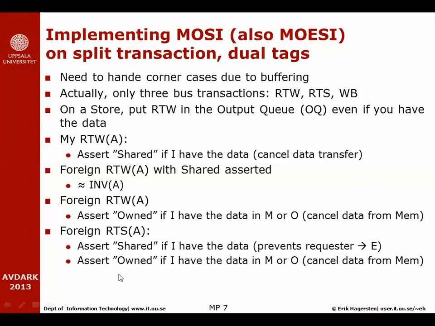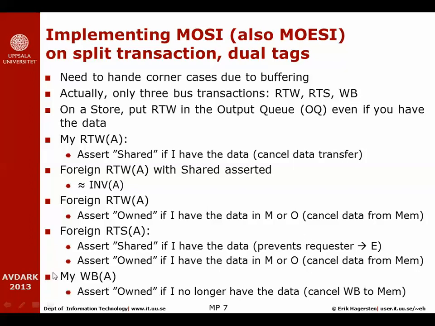and that is prevented by asserting the shared line. Also, likewise, as we did for the read to write request, if we see a foreign read to share request and we have the data in state modified or owned, we will raise the owned line, which will in essence cancel all data transfer from memory.